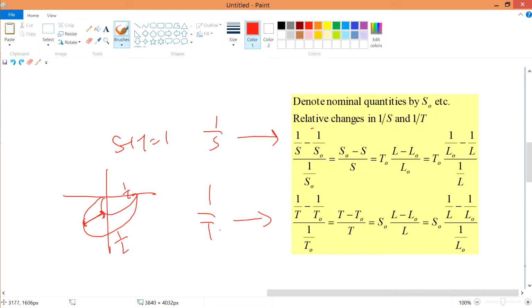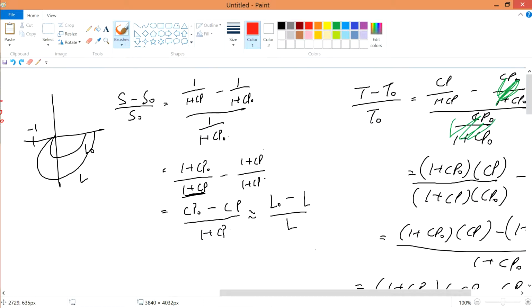I'll not derive it, but this is just an explanation of how things are related, and therefore S0 is also so-called derived after you have small changes in the 1 over T domain. So this is just some understanding you may need to know. In fact, my thought is that this one should be 1 plus L. Okay, because it's 1 plus CP, so it's 1 plus L.